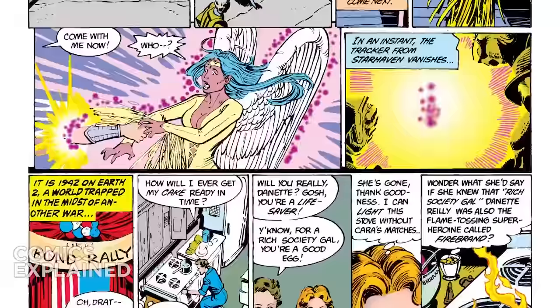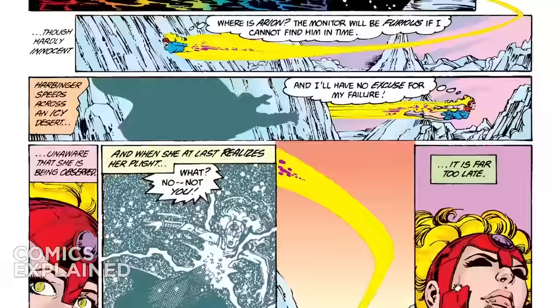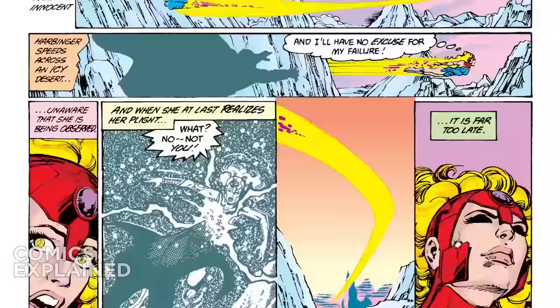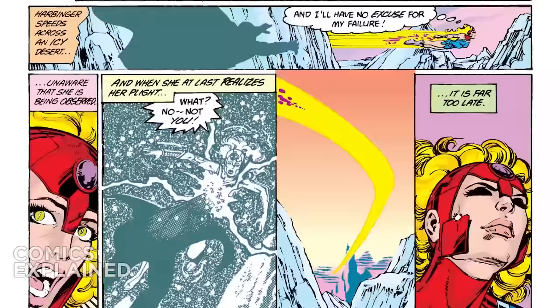Now, behind the scenes, and what we'll actually learn later on, because this story is 30 years old, what we end up finding is that the Anti-Monitor, of whom we'll get a little more exposition and explanation on his origin, has what are called shadow demons. And shadow demons are more or less henchmen that work for him. And we'll see them as we progress through this story.